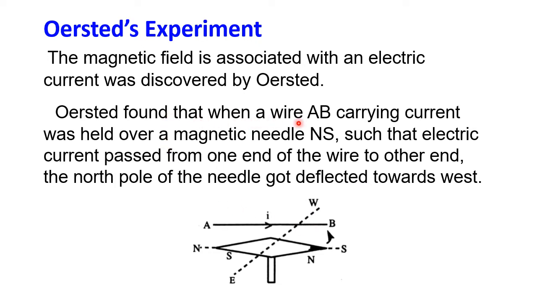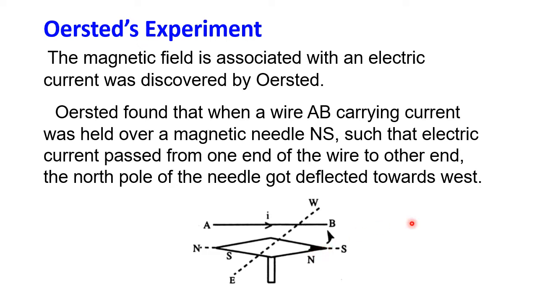He found that when a wire AB carrying current was held over a magnetic needle NS, as shown in the figure, such that electric current passes from one end to the other end, then the north pole of the magnet got deflected towards the west. So what may be the direction? Simply one thing we can say, the current carrying conductor produces a magnetic field, that is why the other magnet deflected. One magnet will be deflected by another magnetic field. With respect to the deflection observed, Oersted confirmed that a current carrying conductor produces a magnetic field.